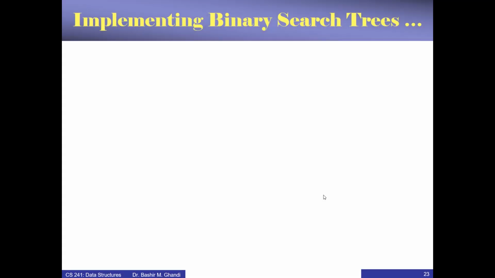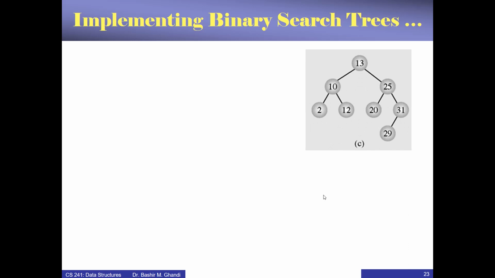Starting with searching. I think I already explained it earlier. This is one of the main advantages of binary search tree compared to linked list. It allows you to search very fast. All you have to do is start from the root, compare your target against the root.